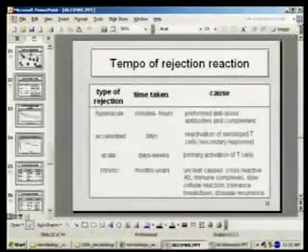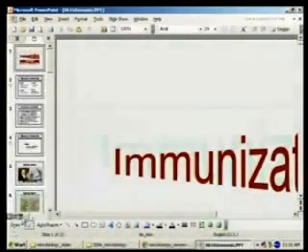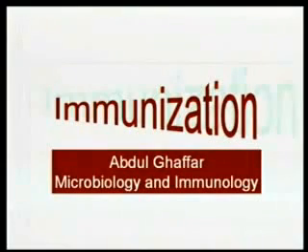I'll be happy to answer any questions while I change the topic. Yes? Where do mature T cells come from in the bone marrow? That's the question. As the T cells circulate, normally they do go to secondary lymphoid organs, but some of them do end up in the bone marrow. In humans particularly, the bone marrow has a lot of T cells from circulation.